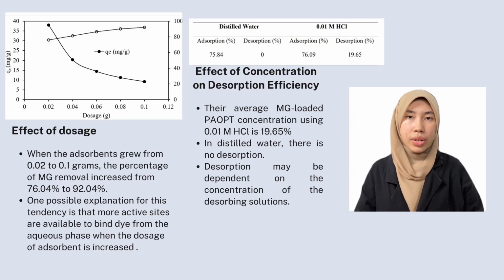7 is effect of dosage. When adsorbent dosage increased from 0.02 to 0.1 grams, percentage of malachite green removal also increased from 76.04% to 92.04%. According to Krishnamurti et al., 2019, the possible reason for this tendency is that more active sites are available to bind dye from the aqueous phase when the dosage of adsorbent is increased.